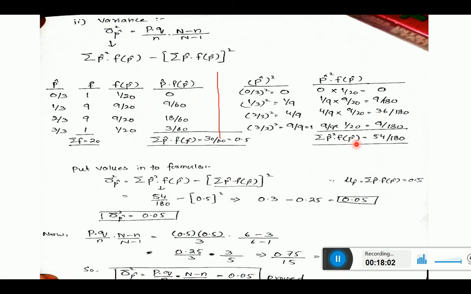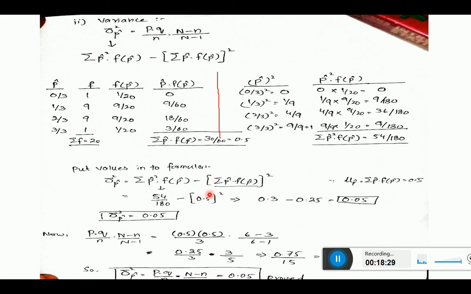Now put the values in the formula. Variance of p cap, that is the sampling variation of the sampling distribution of proportion, is equal to the summation of p cap square f of p cap, minus the square of the summation of p cap f of p cap. Put 54 divided by 180 for the first term.